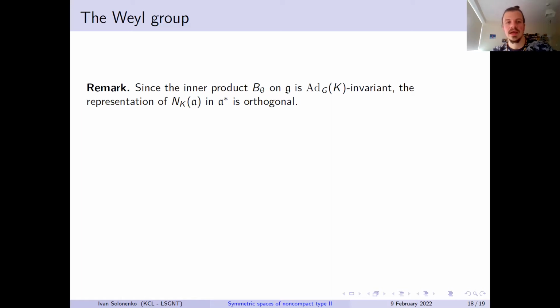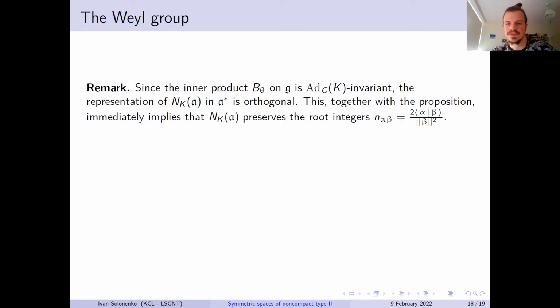Just to finish, we've shown that this normalizer acts nicely on A star and preserves the root system. Now we actually can know something more. Because the inner product B theta on G is K invariant, the action of this normalizer on A star not only preserves the root system, it is also orthogonal. It preserves the inner product on A star. In particular, together with this proposition on the previous page, it implies that this normalizer preserves the root data, the root numbers, the root integers.